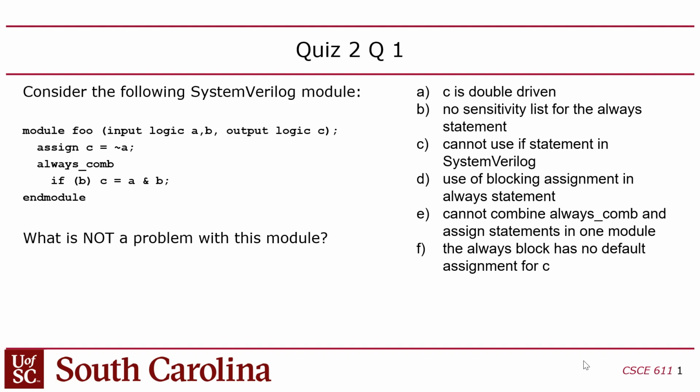So one way to do that is just have a default assignment for C. But if you did that, you'd have to have a begin and end on that always too, right? Because then you'd have two statements in there. Okay, so if you had answered B, C, D, or E, you should have got that one correct.